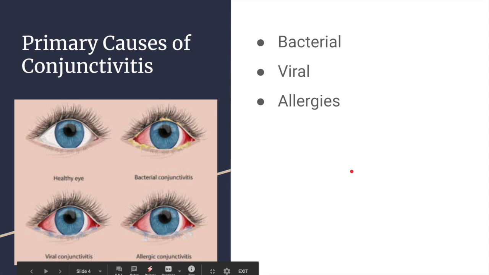So now that we've discussed what conjunctivitis is and the primary causes of it, I'm going to hand it off to Caroline Hall, who will explain to you the symptoms, treatments, and diagnosis for conjunctivitis.